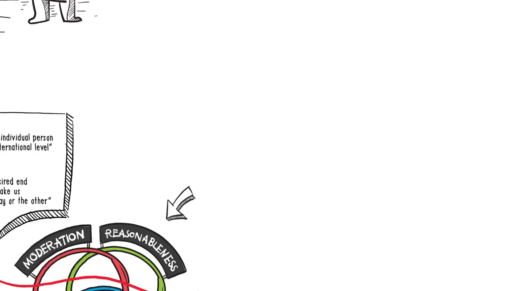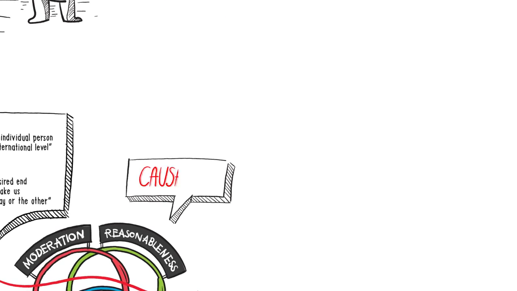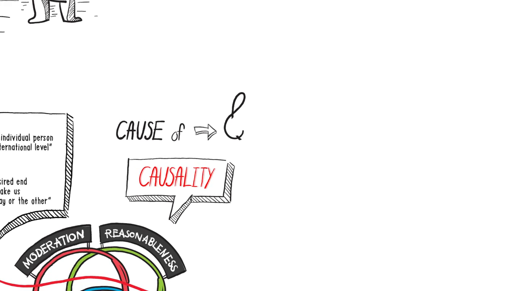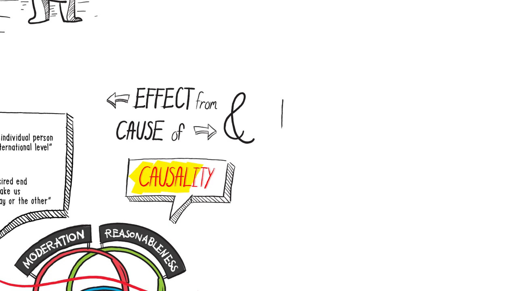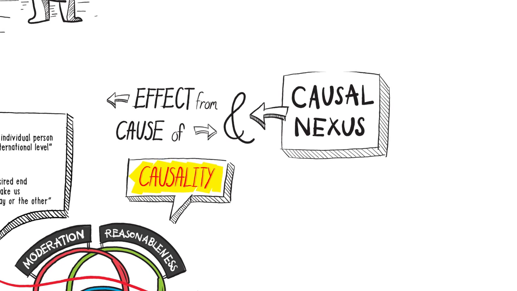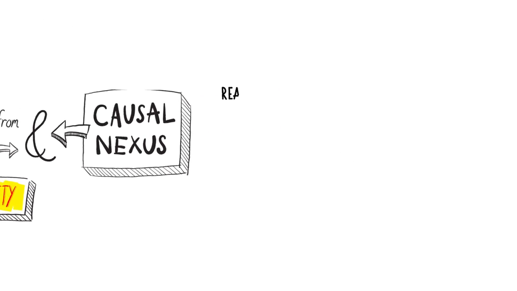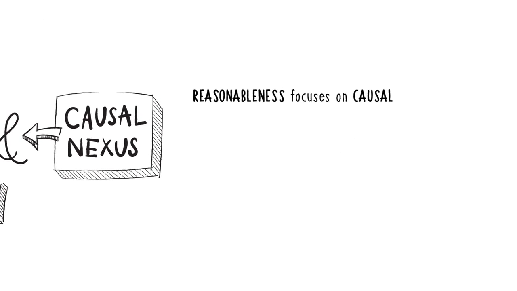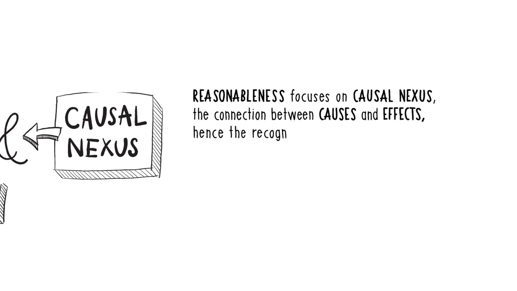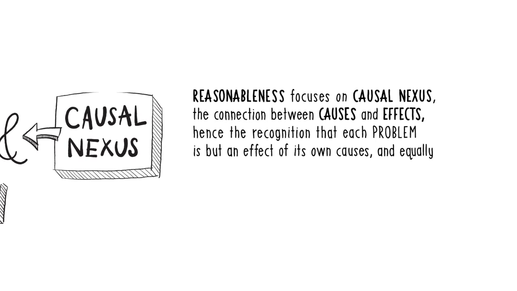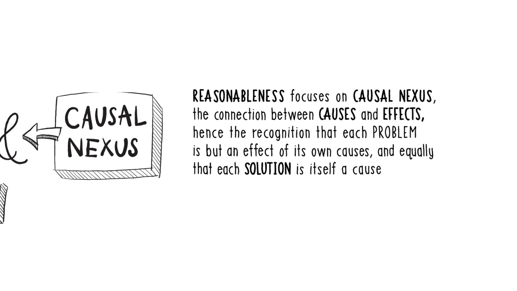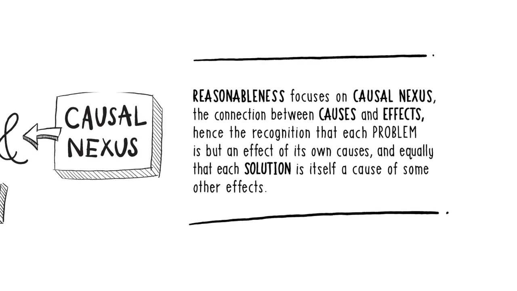Second, reasonableness, which is to say that any judgment or position that is capable of withstanding reason is certainly one that is based on an enlightened notion of causality. Reasonableness focuses on the causal nexus, the connection between causes and effects, hence the recognition that each problem is but an effect of its own causes, and equally that each solution is itself a cause of some other effects, many of which are unintended, counterproductive even.